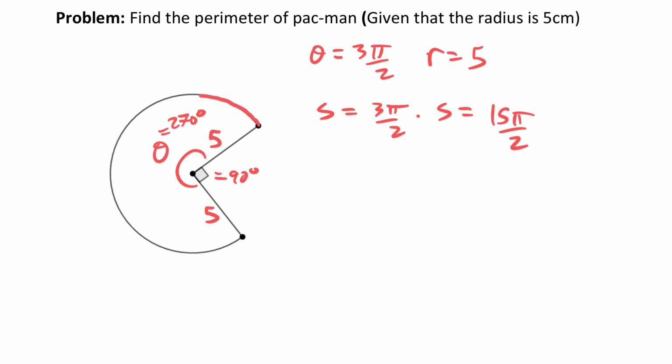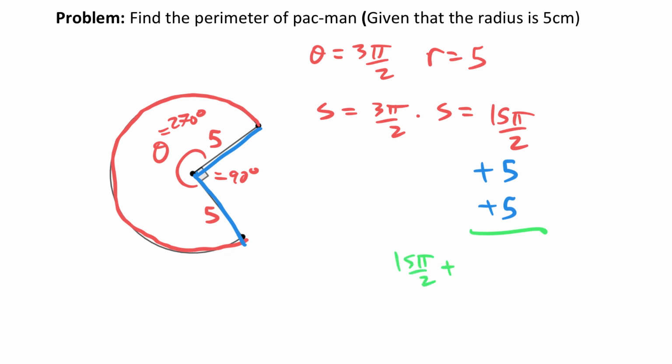But remember, that's just going to be the arc length. That's the arc, the section around the circle here. We still need the mouth of Pac-Man. And these are both straight lines with a length of 5 each. So the total distance around Pac-Man is 15 pi over 2 plus 10 centimeters. Or, if you wanted it as a decimal, 33.562 centimeters.